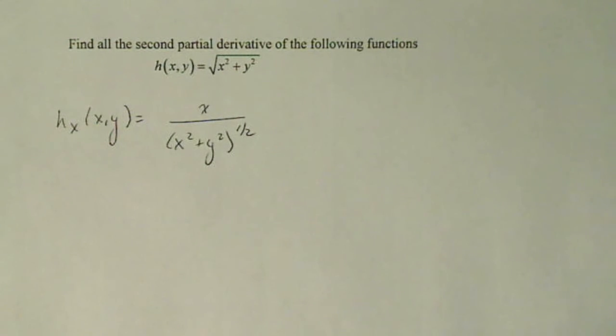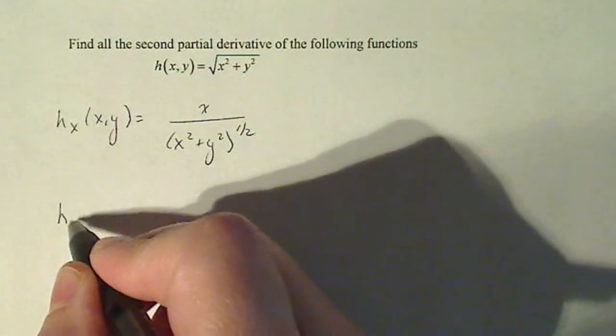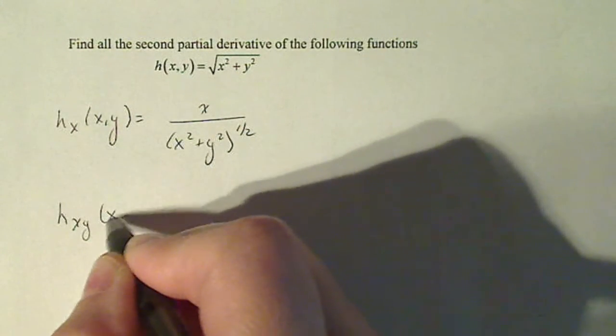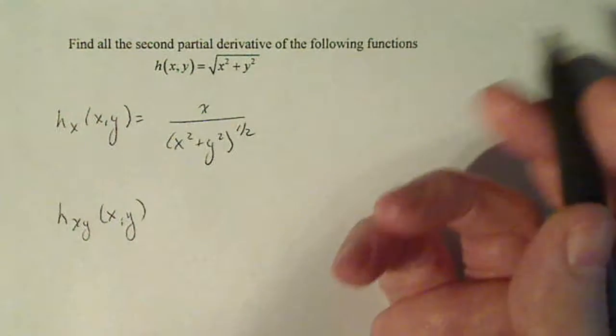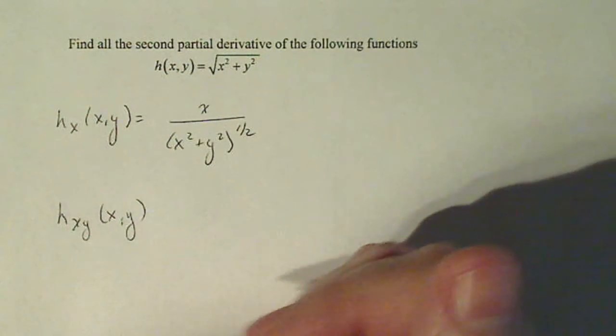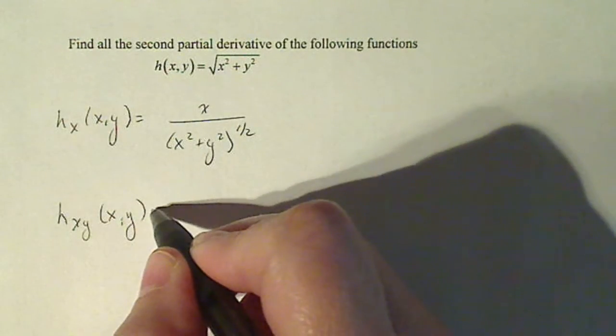All right, here I'm going to find the second partial derivative of h. In the previous two, I did h sub xx and h sub yy. So this time I'm going to do h sub xy. Now I know if I find h sub xy that h sub yx will be the same, so I'm just going to do this one more.